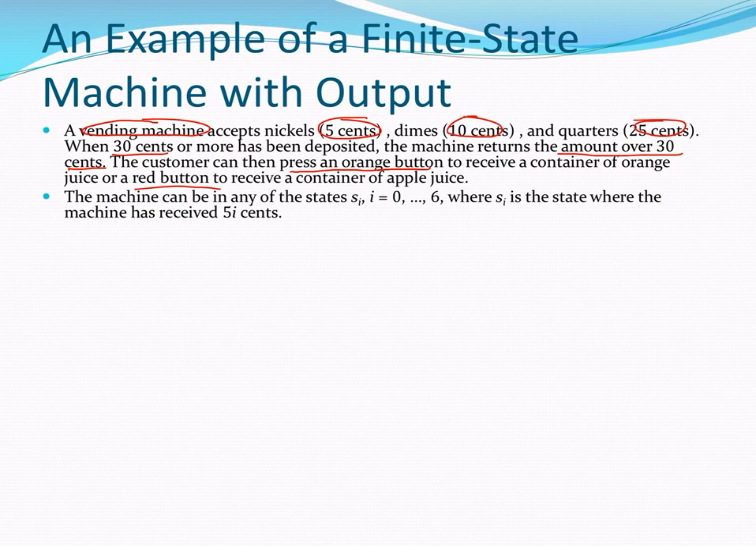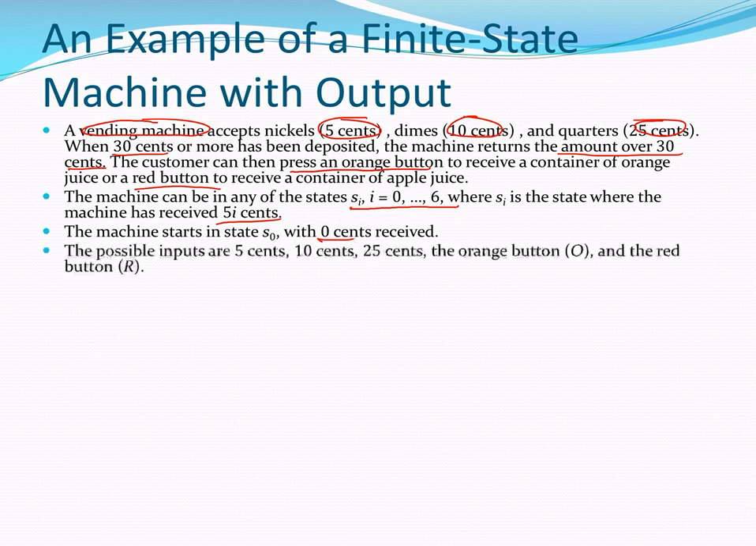All right, so what kind of states will this machine have? Well, it has the states 0 through 6, where each state represents a multiple of 5 cents having been deposited into the machine. So 0 up through 30 cents. And we start in state 0, S0, with 0 cents received.